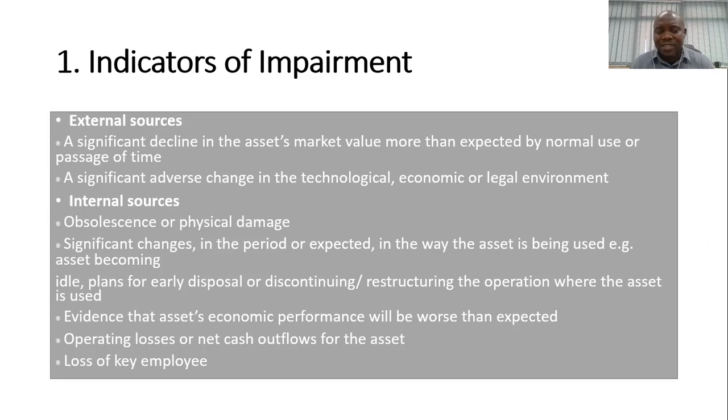There could also be internal sources, which are impairments driven by internal circumstances. One of them would be obsolescence or physical damage. This asset is damaged, so it has to be impaired. This asset has gone out of fashion, so it has to be impaired. That maybe could sit under external sources. This asset over time has lost its value, so it has to be impaired.